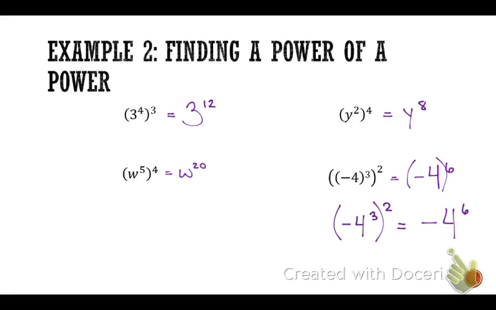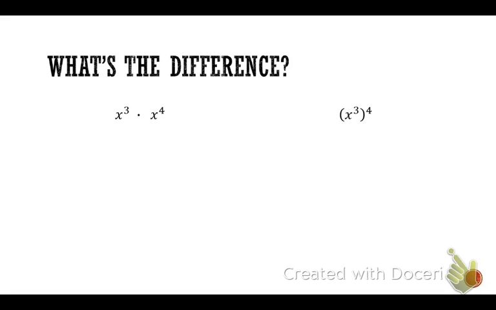Okay. All right, so now I want to show you one more slide that shows us the difference on when you're supposed to add the exponents and when you're supposed to multiply them. Okay, so look at the first one. You see 2 bases being multiplied, so would you add the exponents or would you multiply them? What would you do? You would add them. Very good. So that's going to be x to the 7th power.